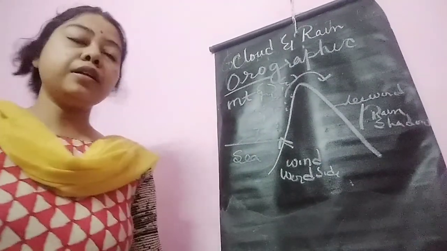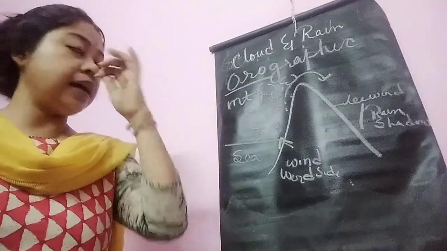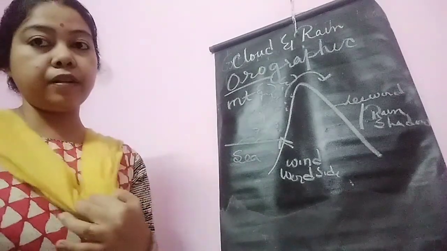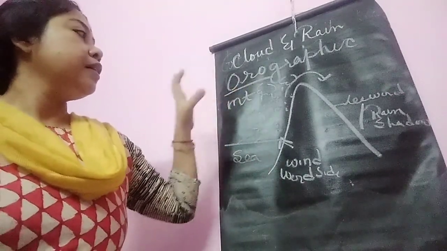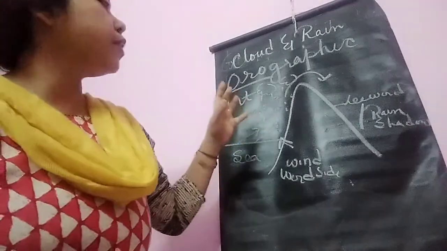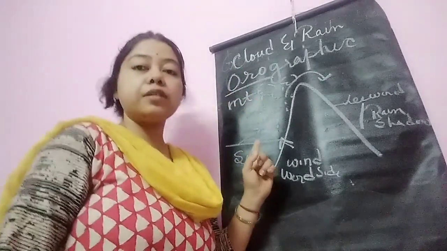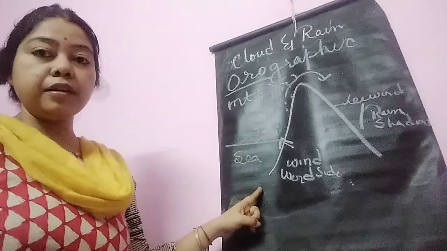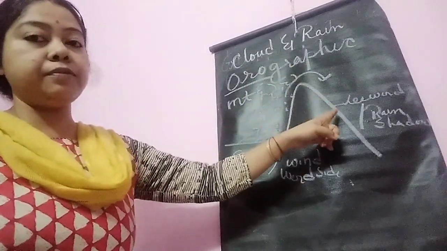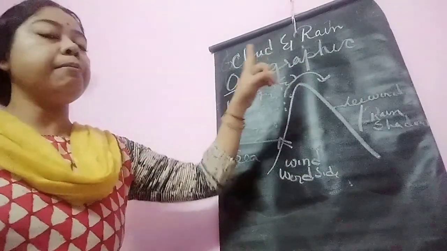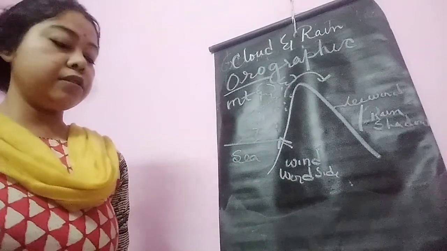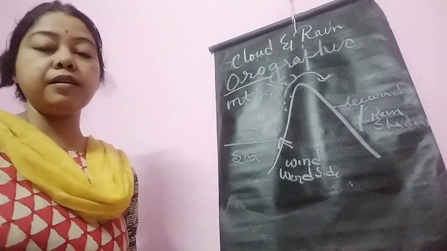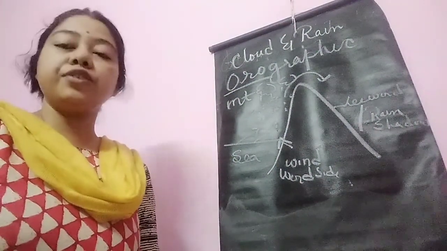I will continue this part. In the last video we did orographic rainfall. On one side of the mountain where maximum rainfall occurs, that part is called the windward side. When the wind reaches the opposite side, little or no rainfall occurs, and that part is known as the leeward side or the rain shadow region.